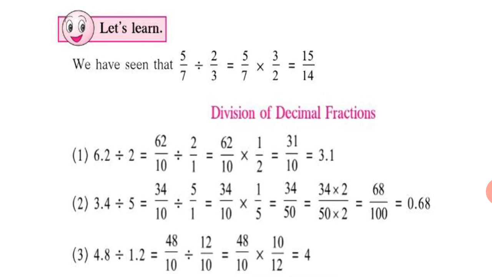Third example, 4.8 divided by 1.2. Now both the sides we have decimal fractions. So let's see how to write them. This is equal to 4.8 we write as 48 upon 10 divided by 1.2 we write as 12 upon 10 is equal to 48 upon 10 into the reciprocal 10 upon 12 is equal to 10 and 10 gets cancelled.